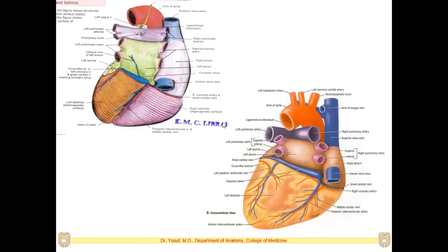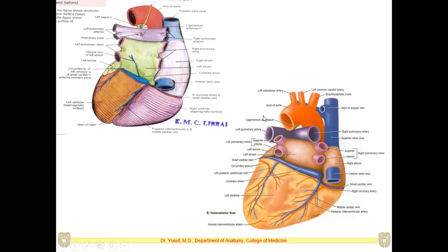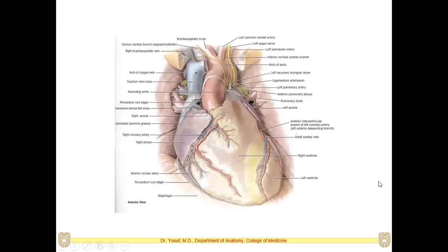So here you can see this is the left border. Going back to this picture, here is the left border, mainly formed by the left ventricle as well as part of the left atrium. If you can see here, this is the left ventricle. It goes all the way and forms mainly the left border, and partly the left auricle of the left atrium. This is the auricle, the ear of the left atrium.